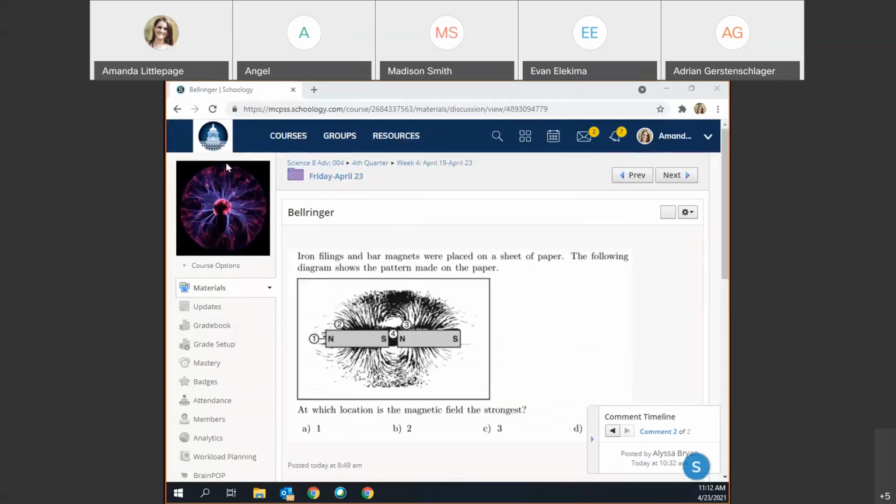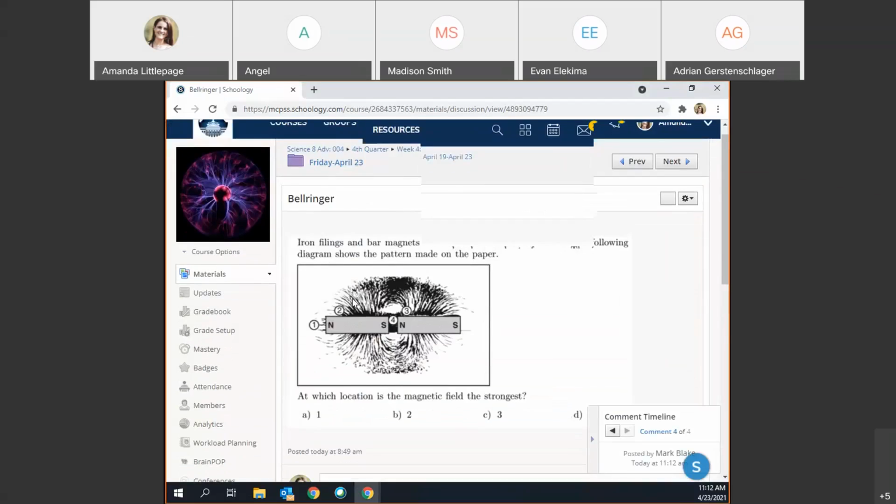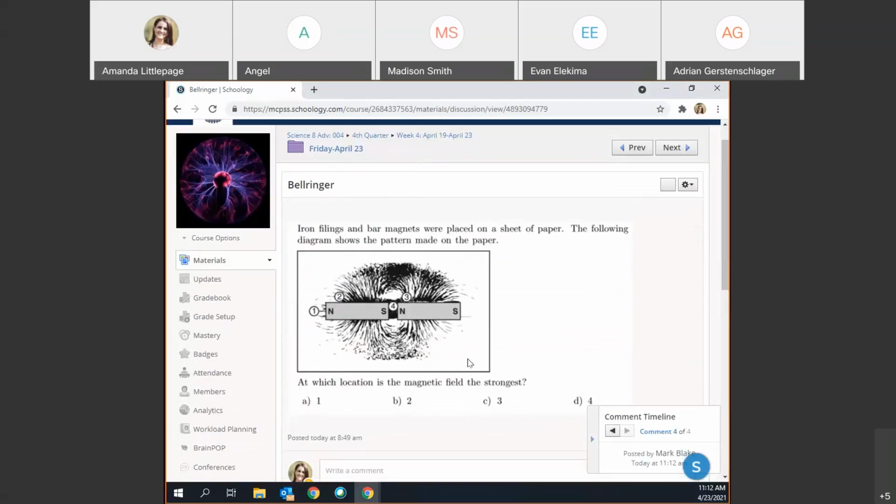So I'm going to refresh so that I can see some of your responses. It looks like most of you chose option D, which is area 4, and that would in fact be correct. I wasn't able to demo this for you, but we did this in class. We took a bar magnet and sprinkled iron filings on top of a paper and put it on top of the bar magnet, and we were able to actually see this happen in real time.